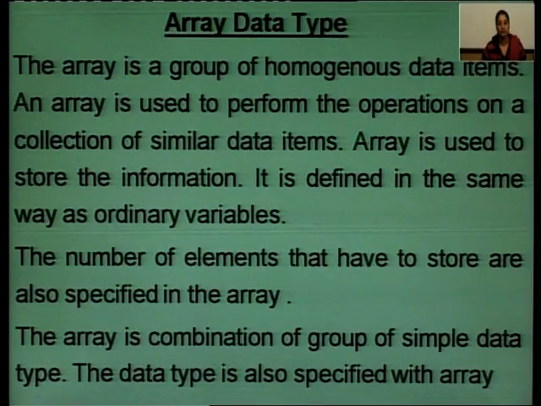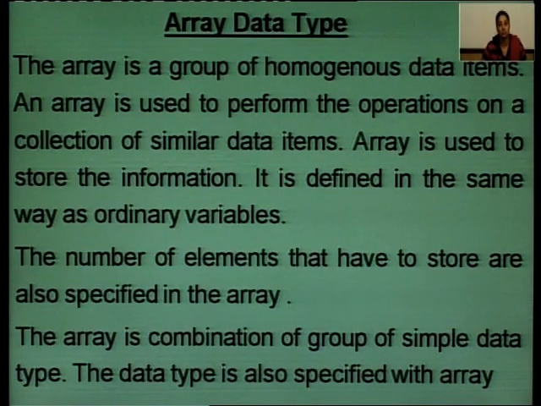Now we start with the array data type. Array is a group of homogeneous data items. Here homogeneous means similar data items. When we group together the similar data items, the name given to that data type is known as an array. An array is used to perform the operations on the collection of similar data types. If we perform the operation on similar data items, then we use the term array.